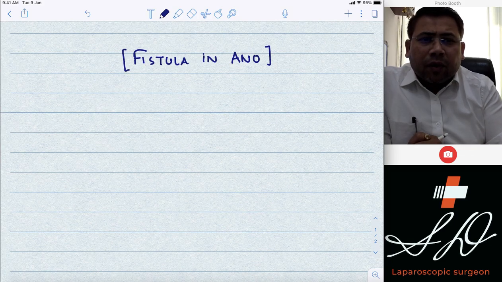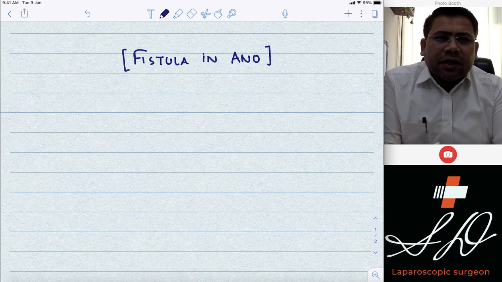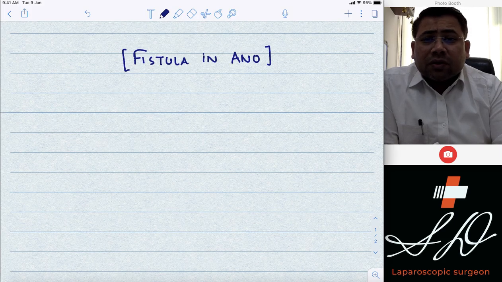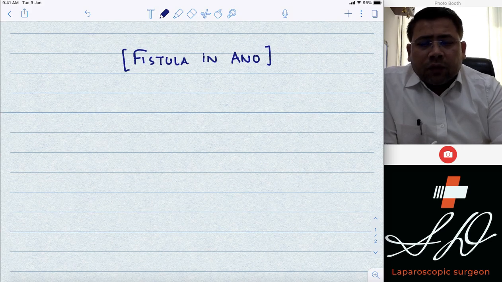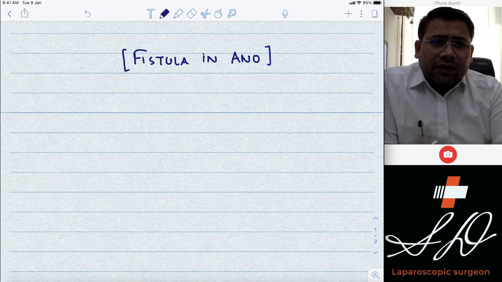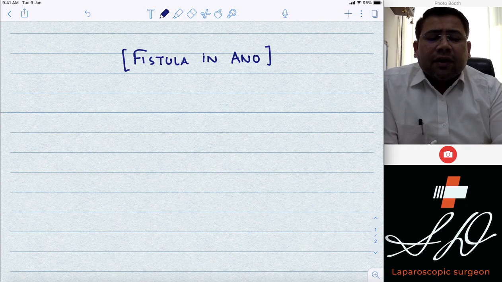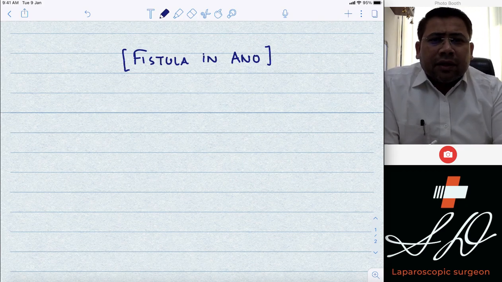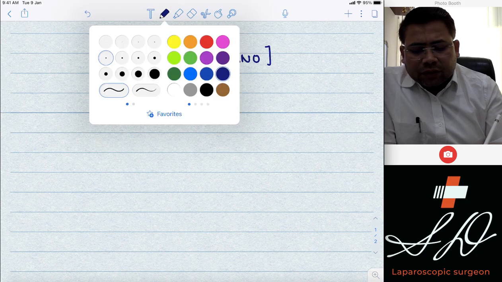This is a day-to-day problem, and the majority of patients keep on suffering. Why? Because they don't know what the scenario is. They keep on visiting wrong consultants and getting the wrong treatment done. So let me today highlight what it is, how to approach it, and what the ideal treatment should be, so that we can get rid of this problem.